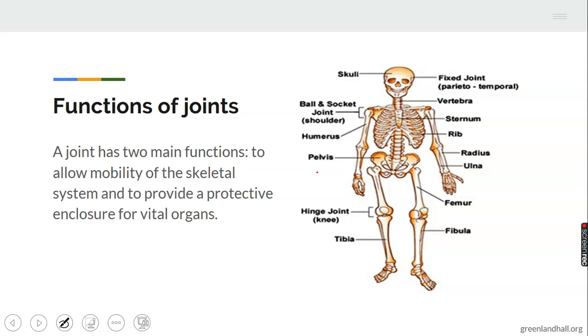Now, what are the functions of joints? What do joints do for us? A joint has two main functions. Number one, to allow mobility of the skeletal system, so that the skeleton can move. And to provide protective enclosure for vital organs. Just like the skeleton, they protect vital organs in the body.